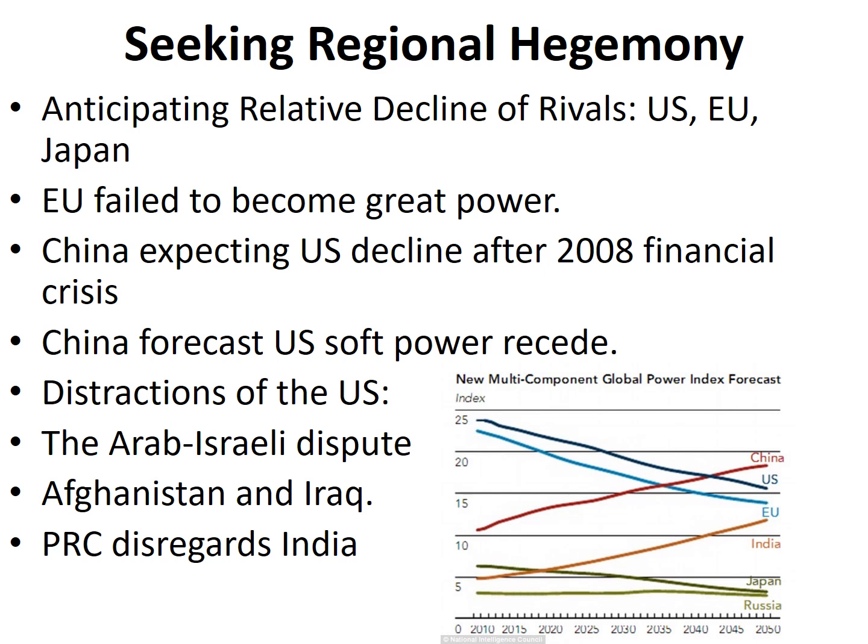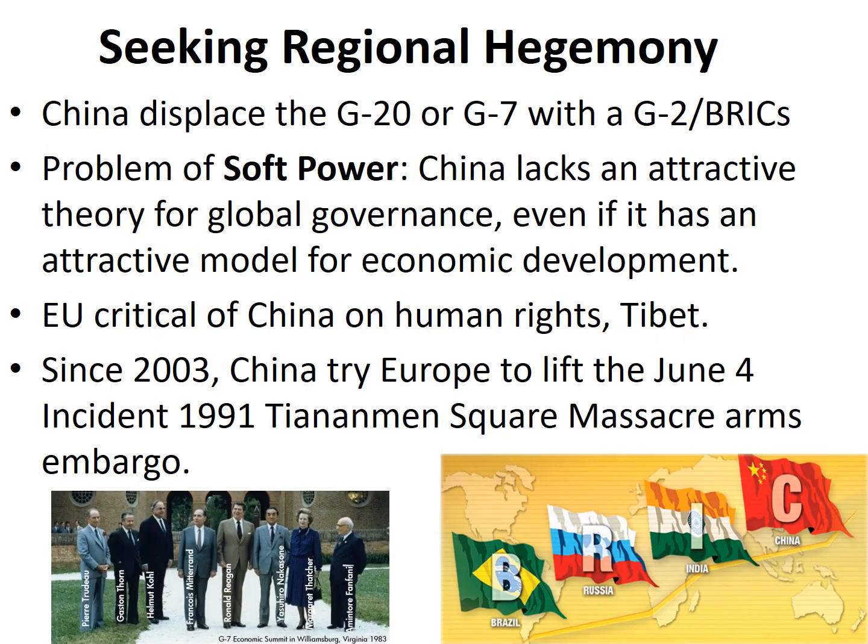Here, you see the projection of China passing by the U.S. in the year 2042, which, from the date of this lecture, is about 19 years in the future. So China is seeking to displace the G20 or the G7 with a G2, which is a China-US organization, or the BRICS, which is Brazil, Russia, India, China, plus South Africa.